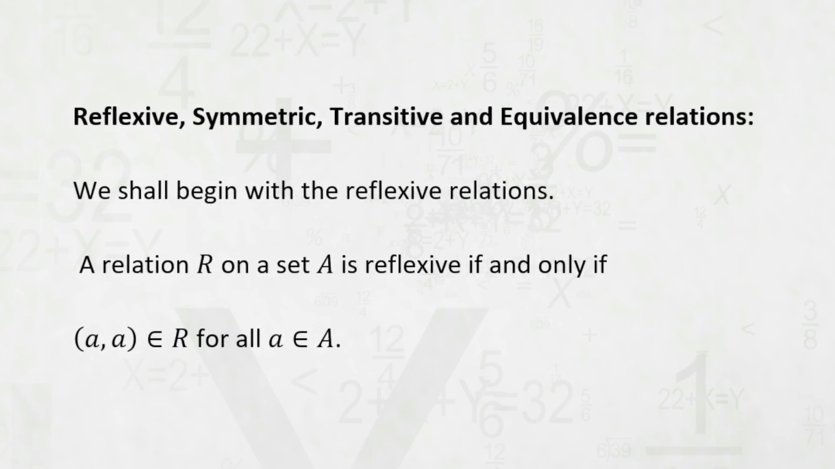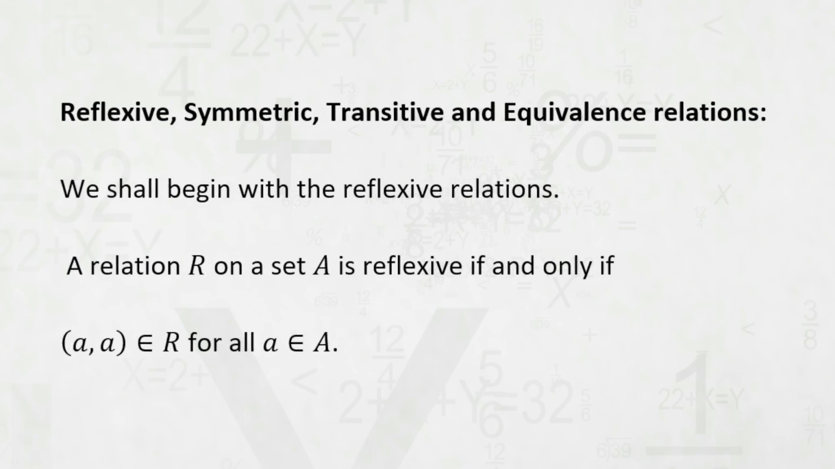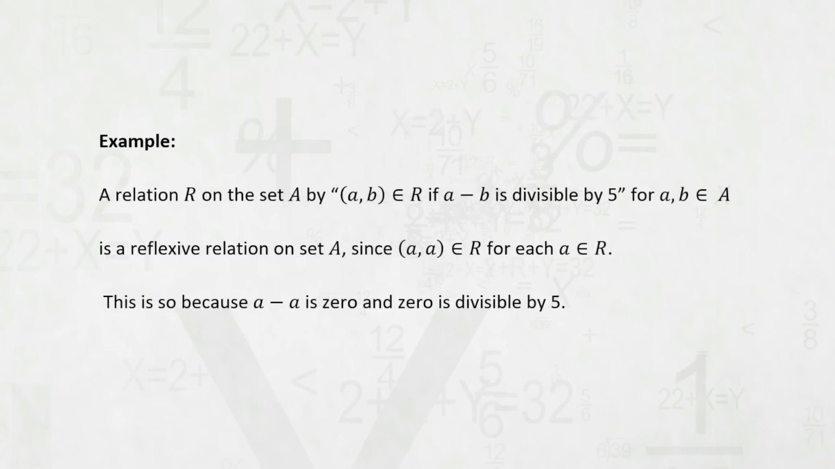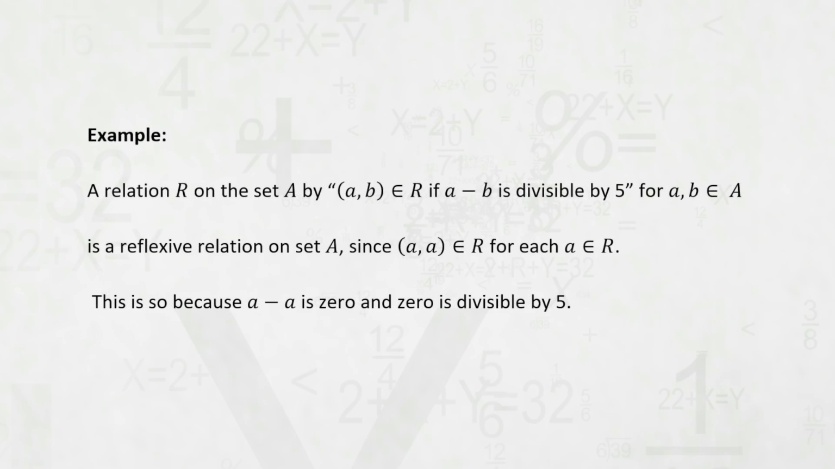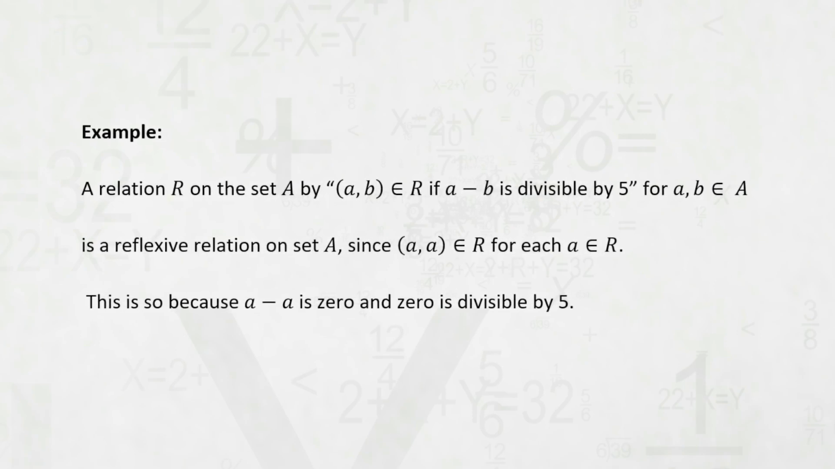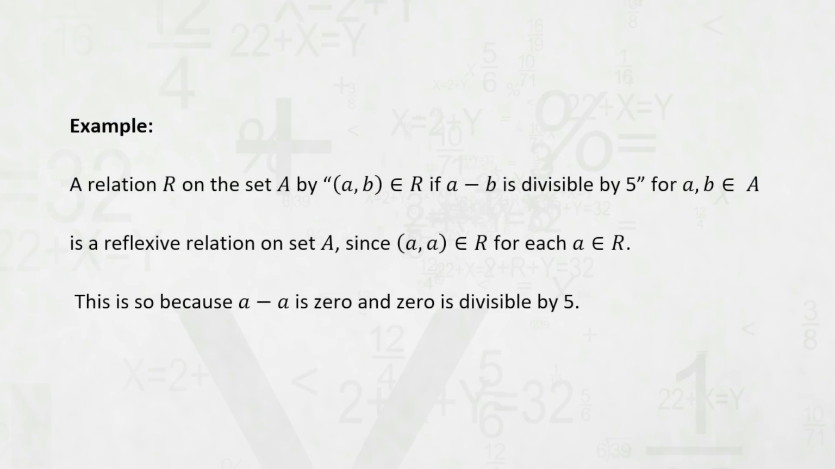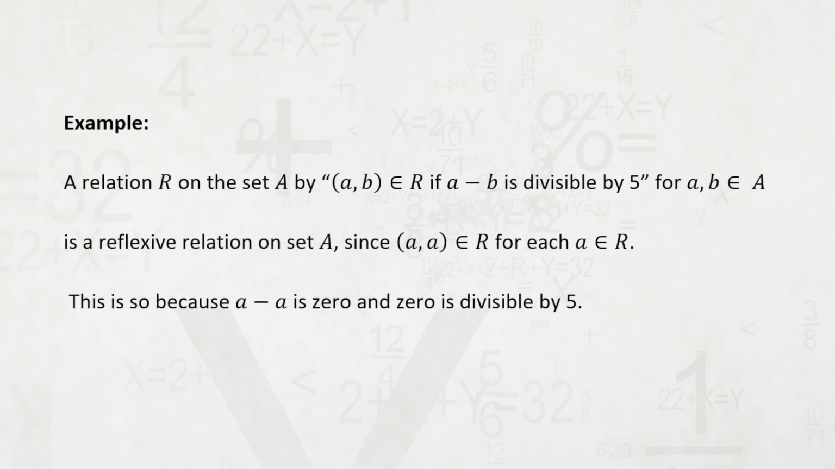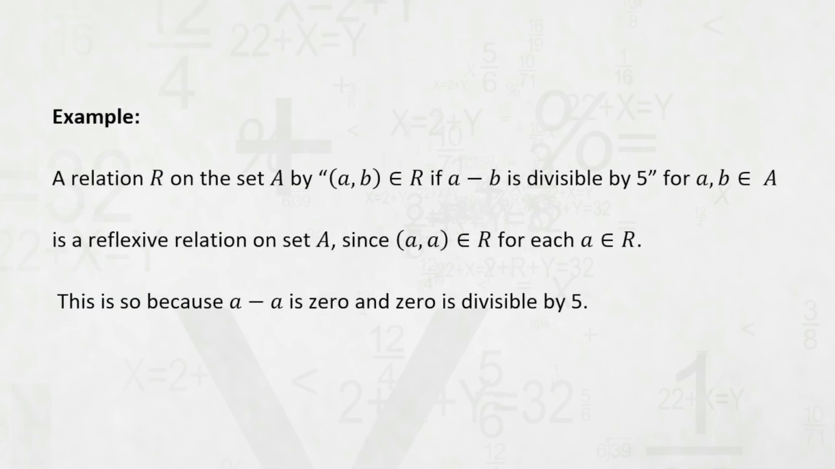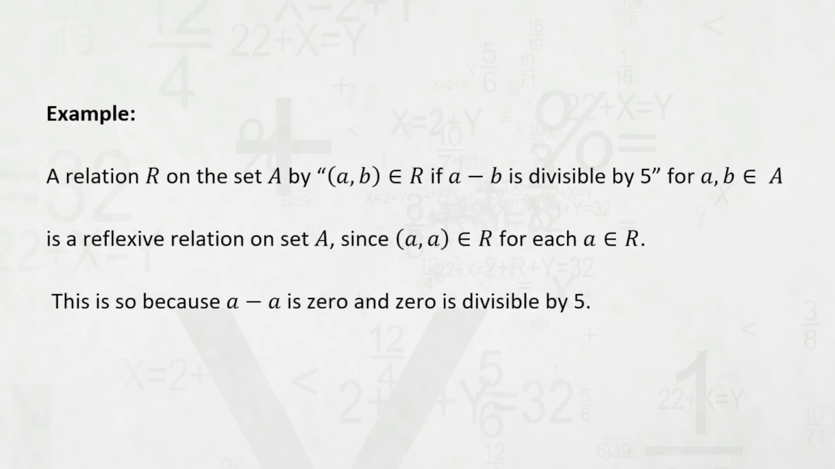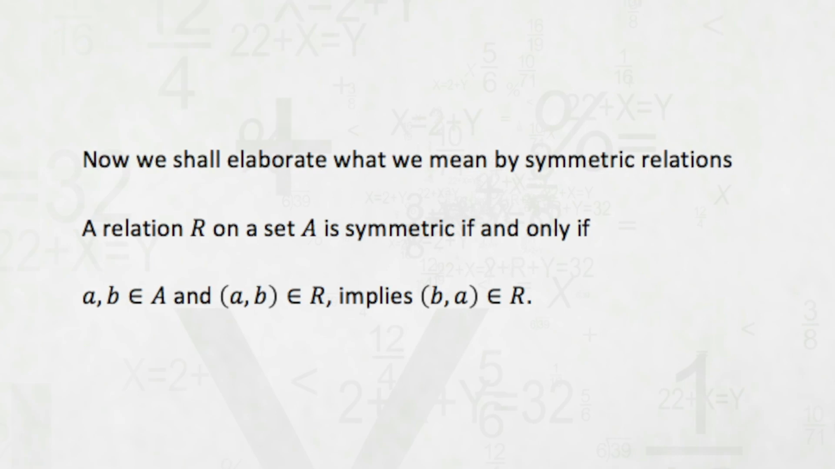A relation R on a set A is reflexive if and only if (a, a) belongs to R for all a belongs to A. Example, a relation R on the set A defined by the ordered pair (a, b) belongs to R if a minus b is divisible by 5, for a, b belongs to A, is a reflexive relation on the set A, since (a, a) belongs to R for each a belongs to A. This is so because a minus a is 0 and 0 is divisible by 5, thus satisfying the condition of the relation.